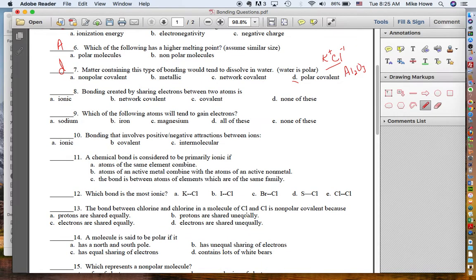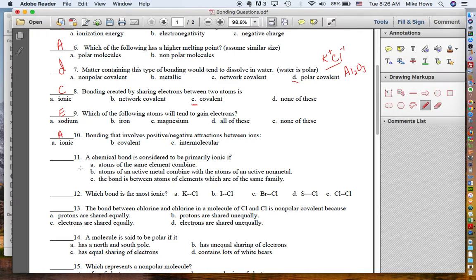Okay, bonding created by sharing electrons between two atoms. That's covalent. If it's like thousands of atoms and the electrons are, you can't even say that. Just if they're between two atoms, it's covalent. So that's C. Which of the following atoms tends to gain electrons? Gaining electrons would be a nonmetal. All of these are metal, so that'd be E. None of those. Number 10, bonding that involves positive and negative attraction between ions, that's ionic bonding.